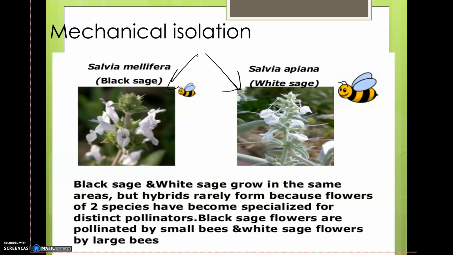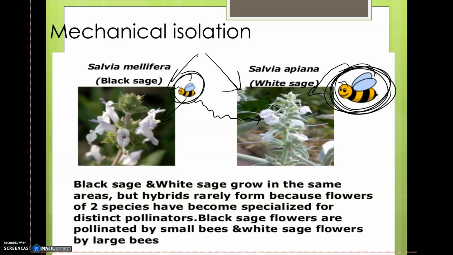It says here the hybrids rarely form because the flowers have become specialized for different pollinators. The black sage are pollinated by smaller bees, and the white sage by larger bees. So a smaller bee is going to stick to the same kind of flower and spread that one's pollen around. It's really not going to come over to this one because maybe it can't reach the nectar as easily. The same thing is true of the large bees. It's going to stick to these because it can get the nectar out easily. Over here, it's probably not going to do it as often. So they have been mechanically isolated.